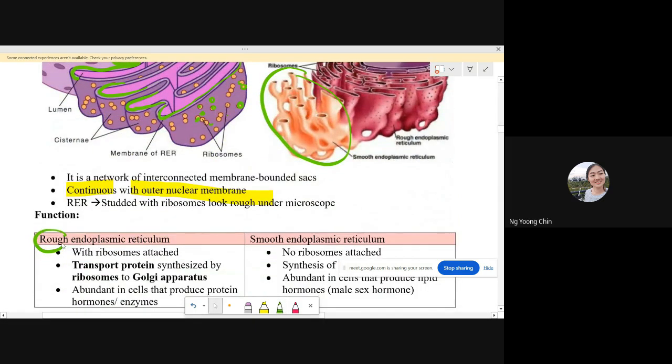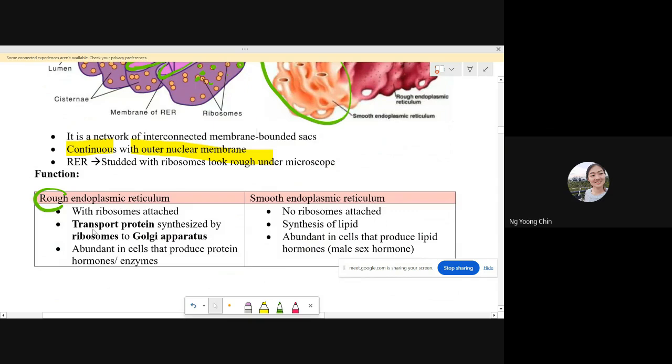So the function of the rough endoplasmic reticulum is the transportation of proteins. They help to transport the proteins. Protein is produced from where? Protein is produced from the ribosome. Correct, the ribosome produces protein. And so they help to transport the protein from the ribosome until it reaches the Golgi apparatus, which is a factory. So this is the function.